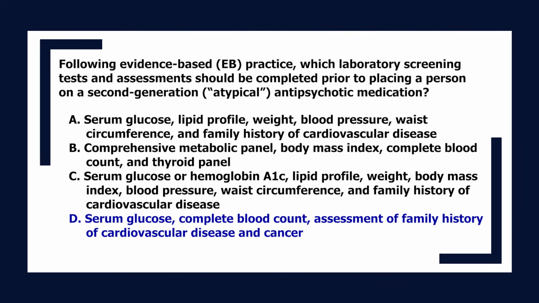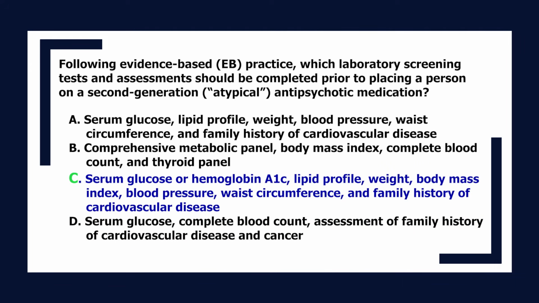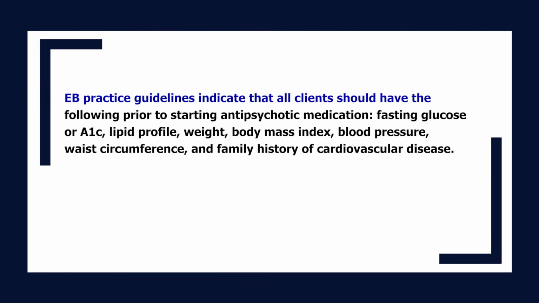The correct answer is C. Serum glucose or hemoglobin A1C, lipid profile, weight, body mass index, blood pressure, waist circumference, and family history of cardiovascular disease. EB practice guidelines indicate that all clients should have the following prior to starting antipsychotic medication: fasting glucose or A1C, lipid profile, weight, body mass index, blood pressure, waist circumference, and family history of cardiovascular disease.